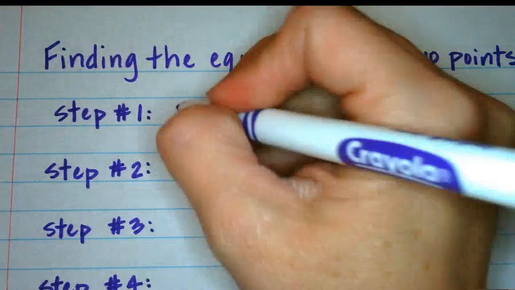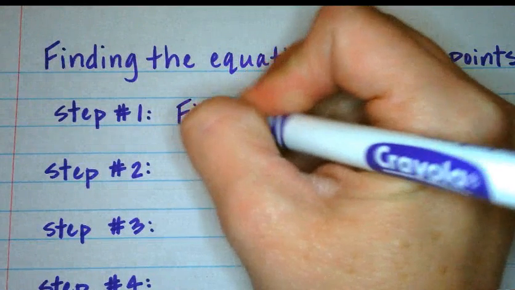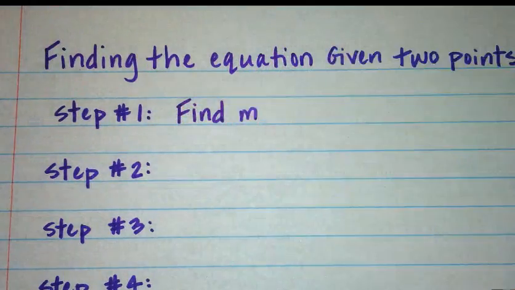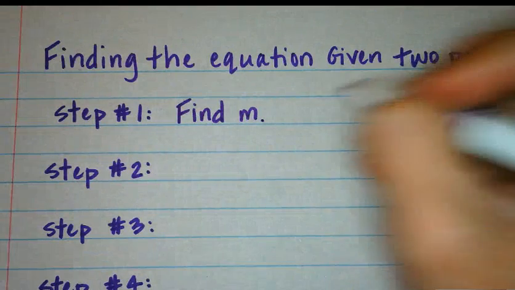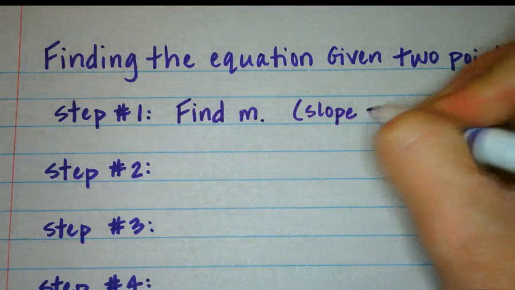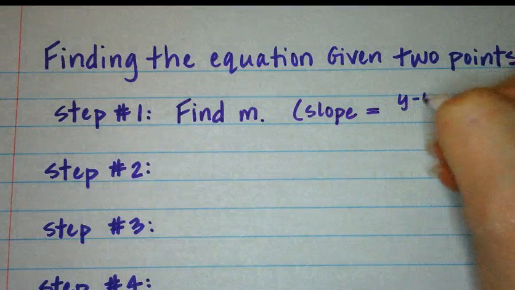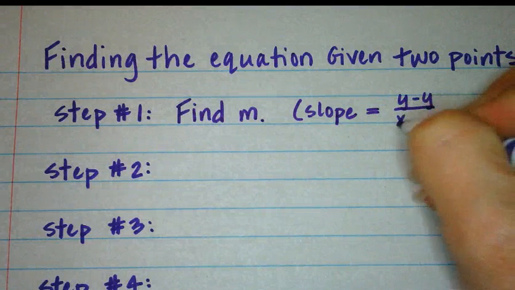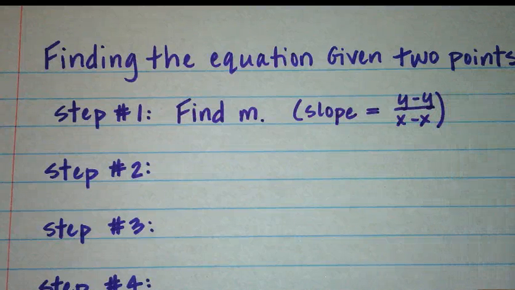So the first thing we're going to do is find m, which remember, m is the slope, and the way we find the slope is to do y minus y over x minus x. So that's the first step.